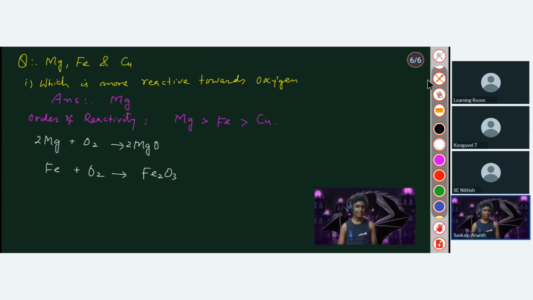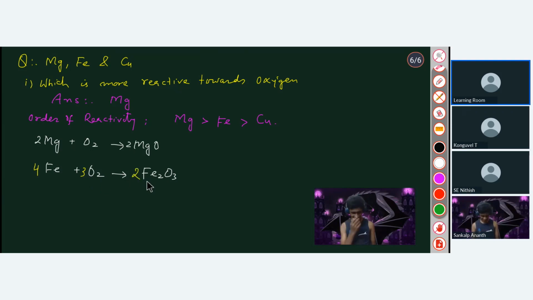So it's 4 Fe plus 3 O2 gives 2 Fe2O3. Exactly. Yeah, 2 times Fe2O3. So let the kids answer.